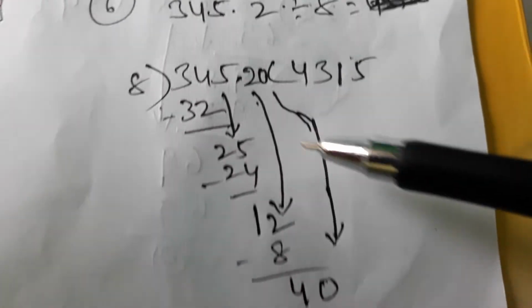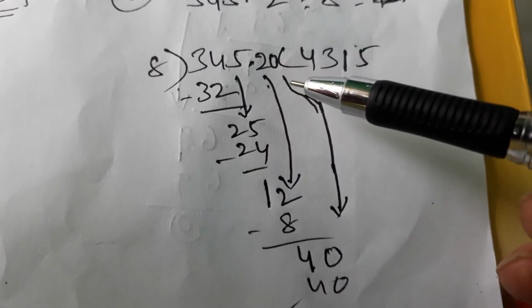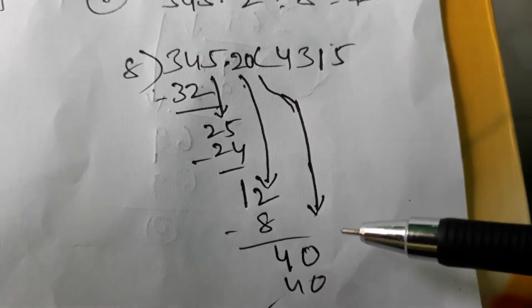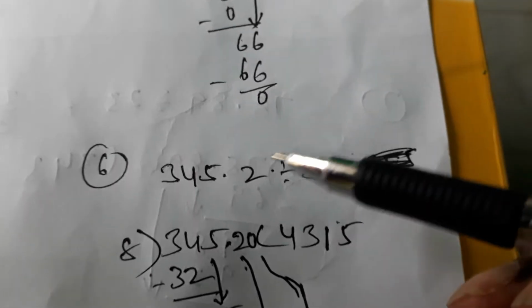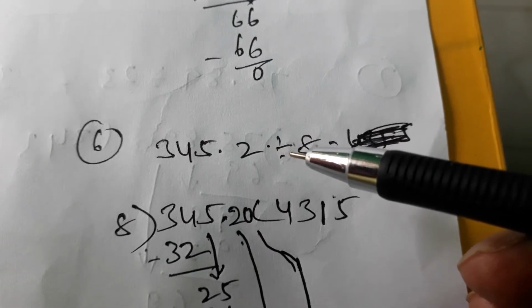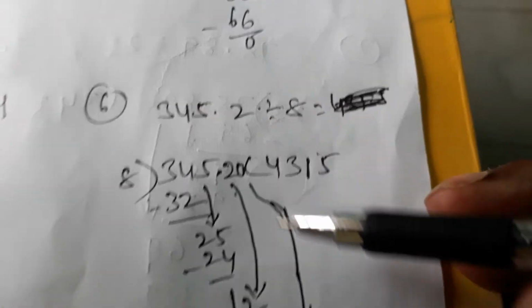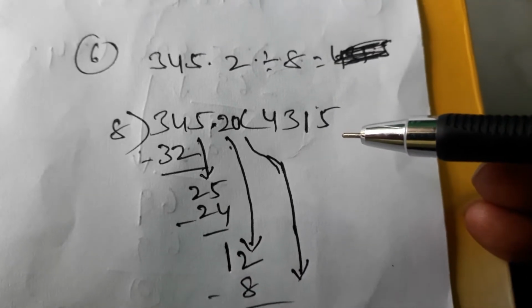Here one 0 is required. See, you got remainder 4. Now take down one more decimal digit. There is no extra decimal digit, so when there is none, you can take 0. What is the meaning of this? After the decimal you can write many zeros, as many as are required. So here one 0 is required. See, take down 0, and you will get a result.